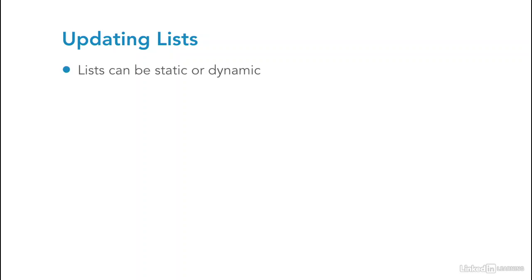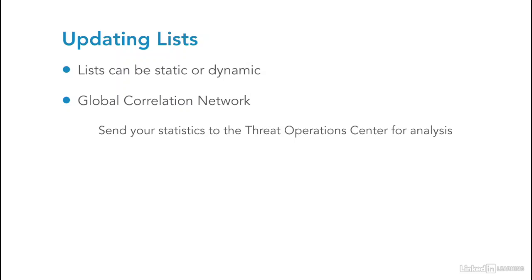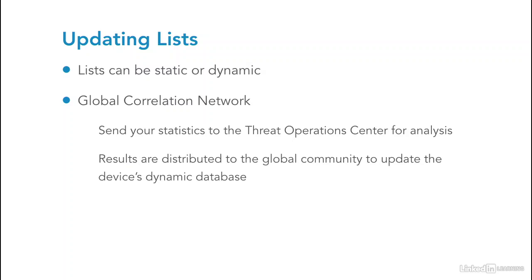The list can either be static or dynamic. If you participate in the Cisco Global Correlation Network, that will send your statistics to the Threat Operations Center for analysis, and the results will be distributed to the global community and update the device's dynamic database. In addition, you can also manually add entries to a static blacklist.